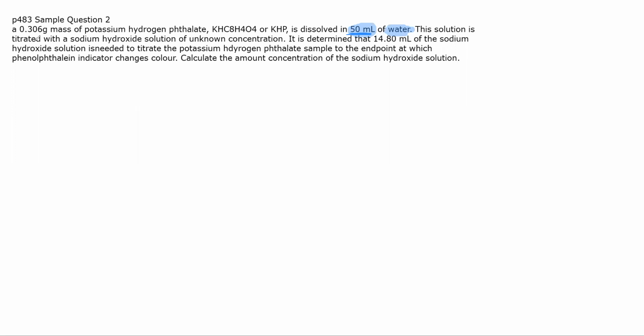This solution is titrated, in other words, fully neutralized with a sodium hydroxide solution of unknown concentration. It is determined that 14.80 milliliters of it is used until it changes color. That's basically saying that, again, it's titrated and the number of moles of hydrogen and hydroxide are going to be equal, at least at the grade 11 level. Calculate the amount concentration of the sodium hydroxide solution. Wow, what a mouthful.